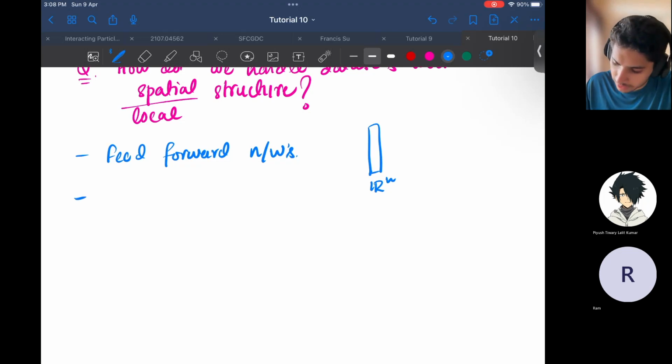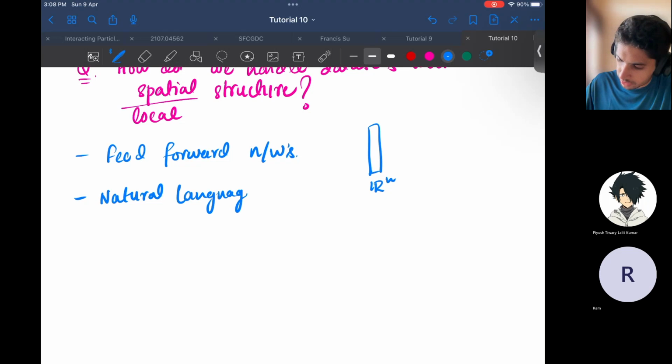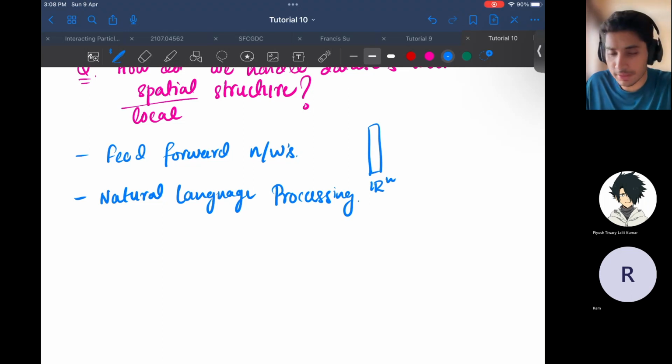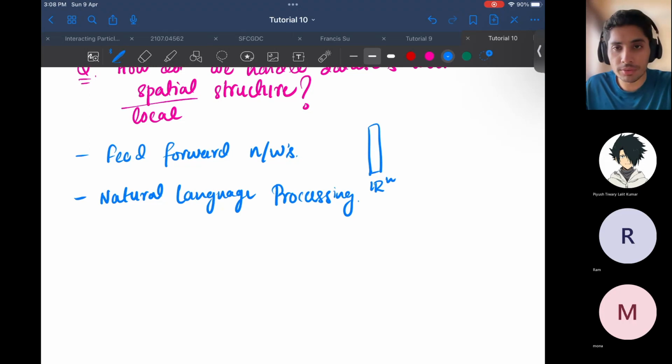However, then we saw something. We came to natural language processing, in which we asked ourselves that, okay, feed forward networks are good, but how do we handle languages? Languages are a bunch of words, a sequence, right? So how do we handle sequences? That was the basic question in NLP. And the answer came in the form of something called representation learning.